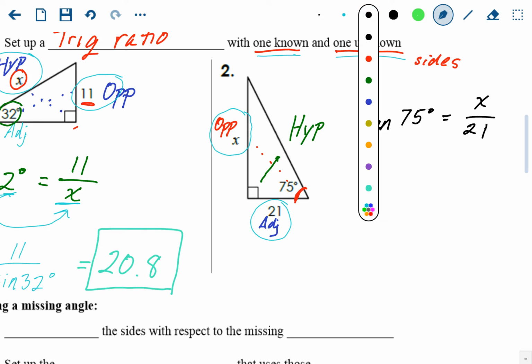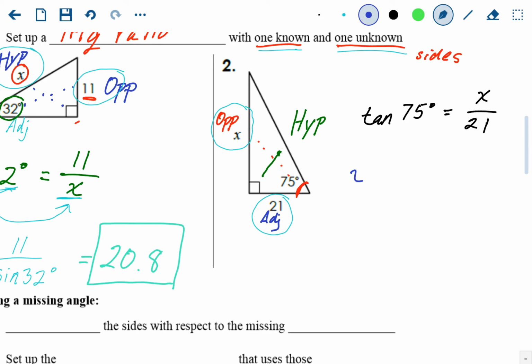Alright, now remember from last week, if your unknown is on top of the ratio, then you would just multiply both sides by the denominator. So x in this case is going to equal, you would multiply both sides by 21. It would be 21 times the tangent of 75. Again, just throw that all into the calculator. 21 times tan 75, and you should get x equals 78.4.